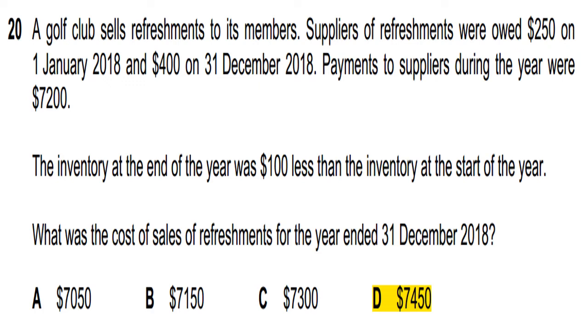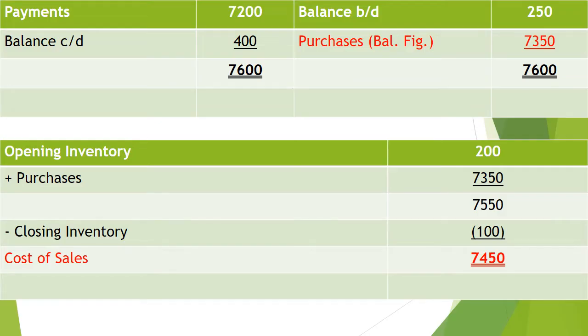And the correct option is D, 7,450. We will see the working in the next slide. In the working, there is an account of purchases. First we will make the purchases account, and the opening balance is 250 and the closing balance is 400.